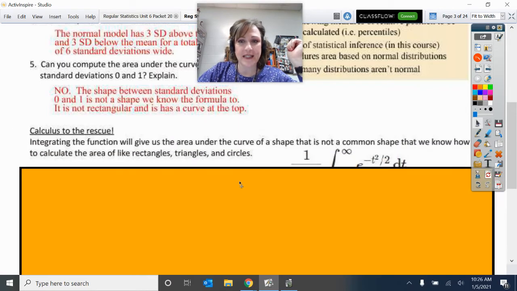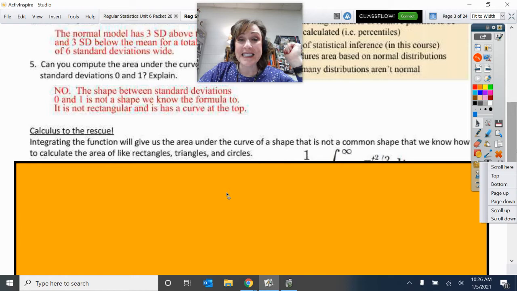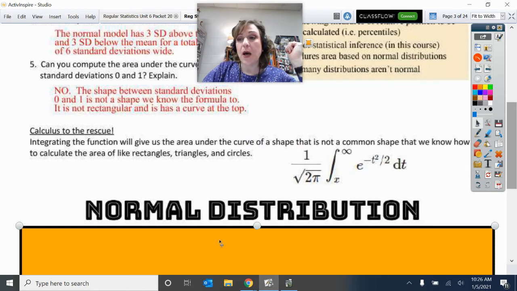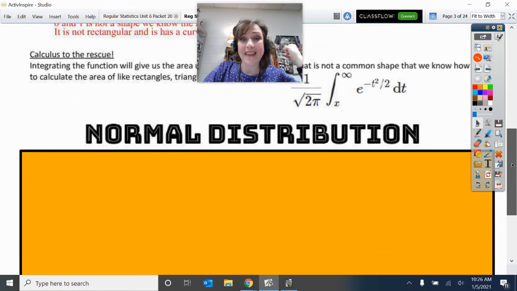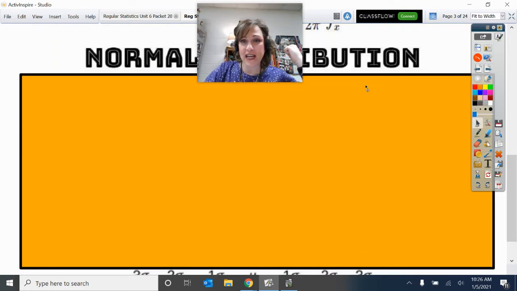Calculus, and that's what that subject does, or one of the things that it does for us, is it can compute the area under the curve. It can integrate that for us. But we are not going to have to do the math. We just have to memorize and learn some of the common numbers that calculus has computed and integrated to find those areas. So here they are.